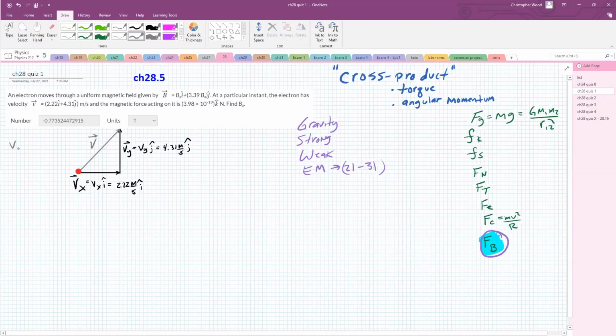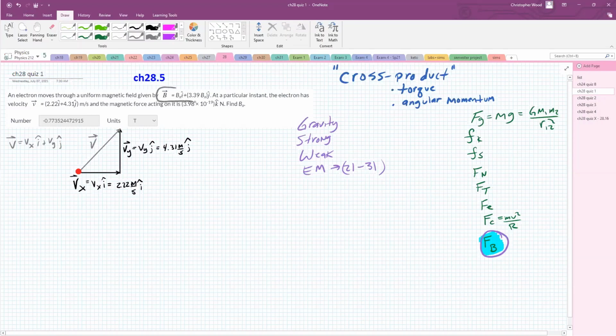And I could say, well, my net velocity is just the vector sum. It's Vx i hat plus Vy j hat there. That's what my electron is doing. And at the moment it has this velocity, it's exposed to this magnetic field right here.